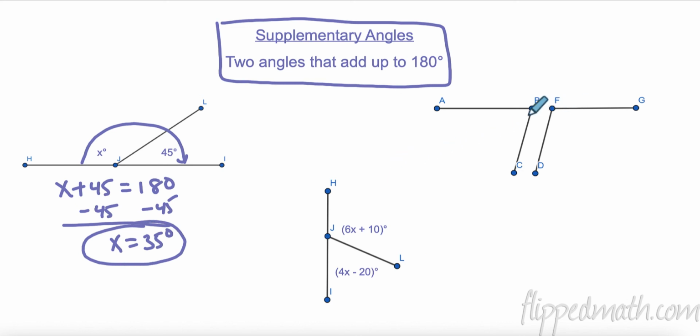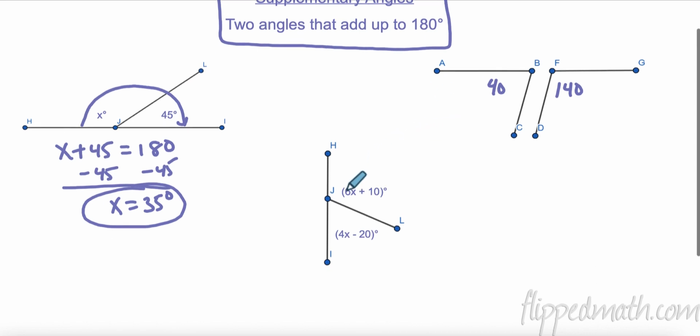Over here you can see these look like they're supplementary, but we don't know for sure because they're 2 separate angles. Maybe if this was 40 and this was 140, then we could know they add up to 180 and they are supplementary. But if they don't tell us they're supplementary, we cannot just assume it unless they form a straight angle like we talked about earlier.